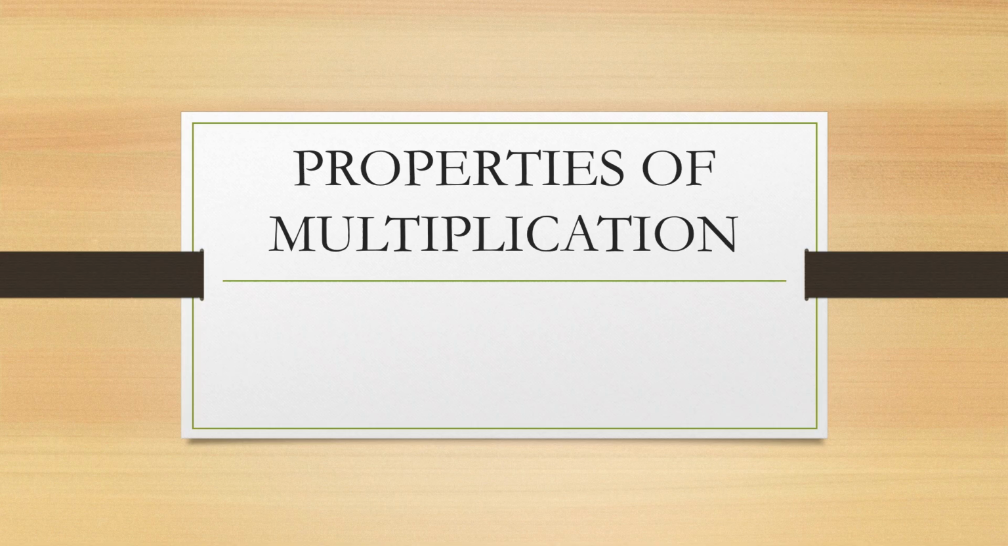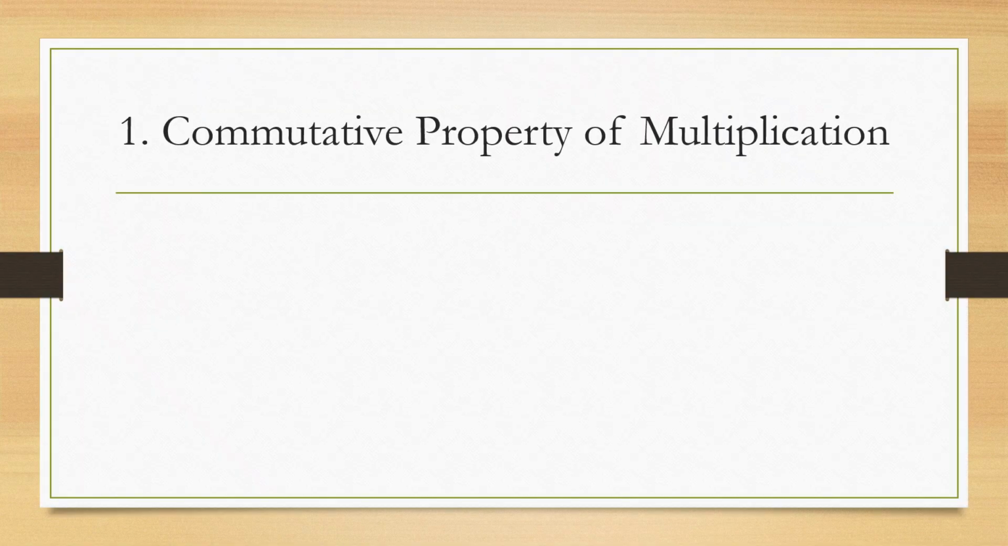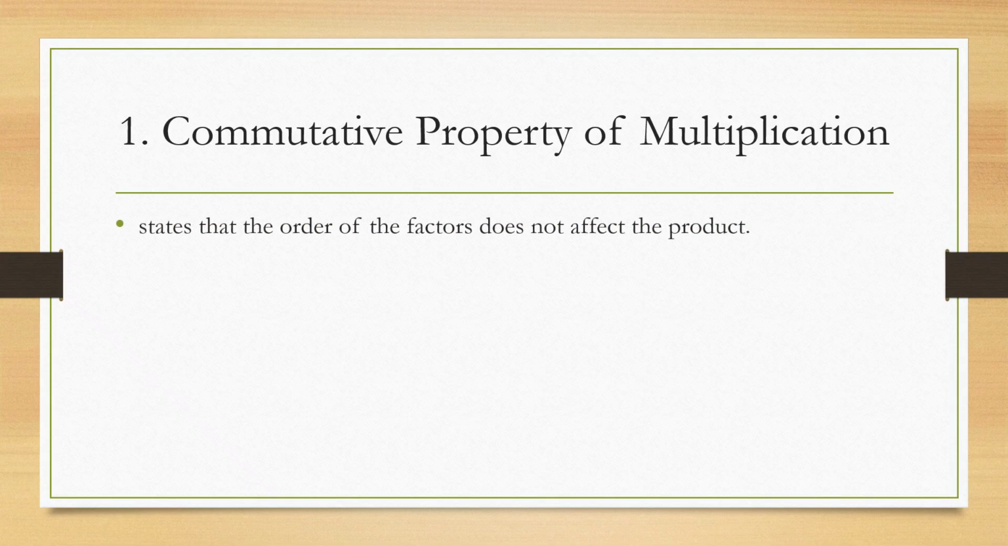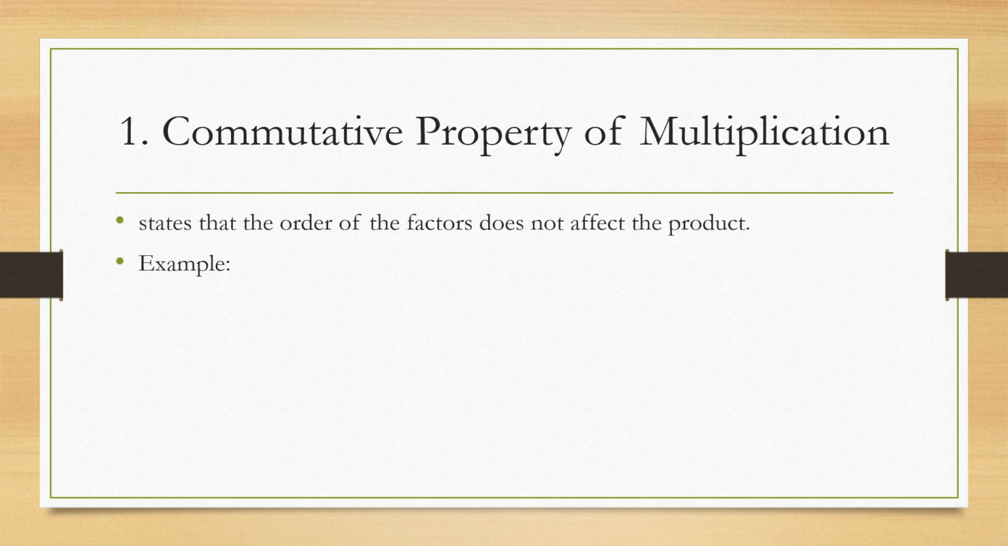What are the properties of multiplication? Let's start with the first one. First is the commutative property of multiplication. What does this say? It states that the order of the factors does not affect the product. What is its example?